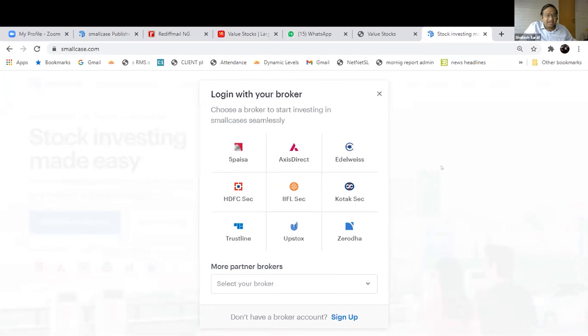Okay, let's open. So this is one good strategy if you want to buy. If you buy this strategy through Smallcase, you need to have an account with those 9 brokers. If you don't have an account, then it will not work. You have to buy my strategy and trade through Geojit or your chosen broker.